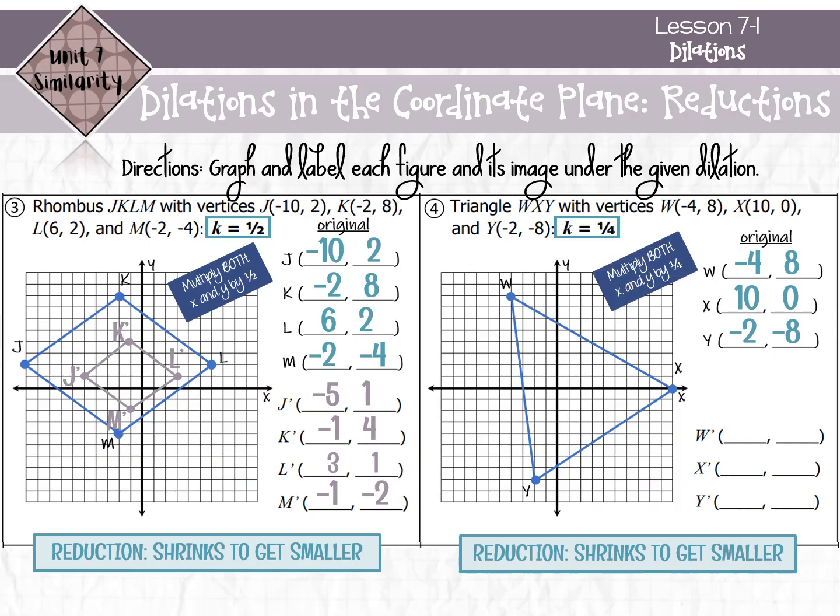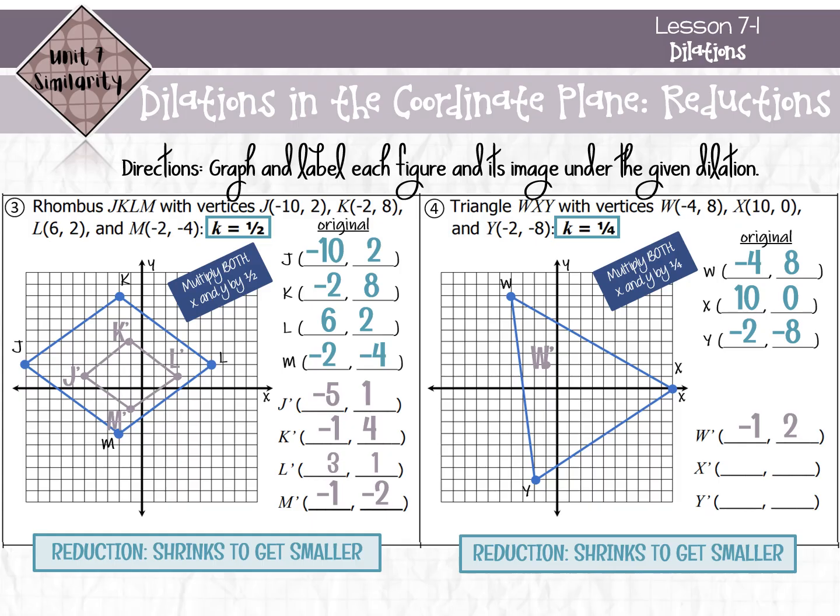Now we are going to multiply the x and the y of every point by 1/4. And not all of them are divisible by 4. So we are going to get some decimals, not in W prime. When we multiply both the x and the y in W by 1/4, we get the point -1, 2.